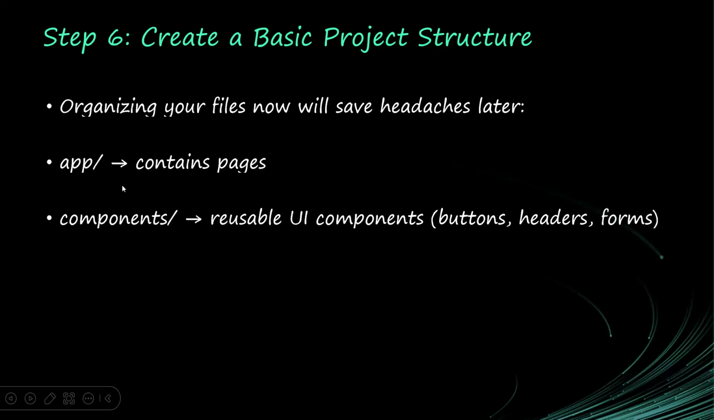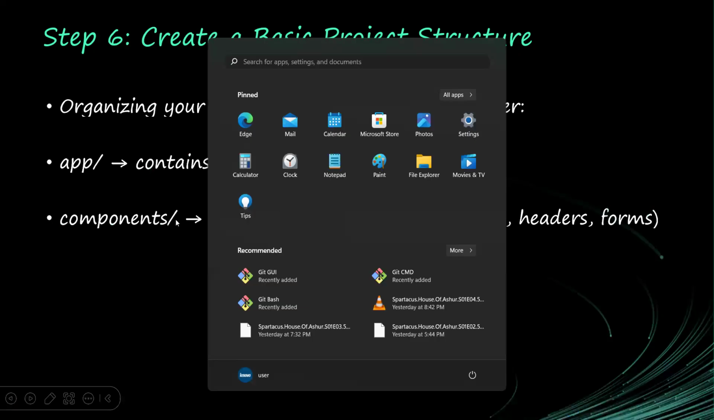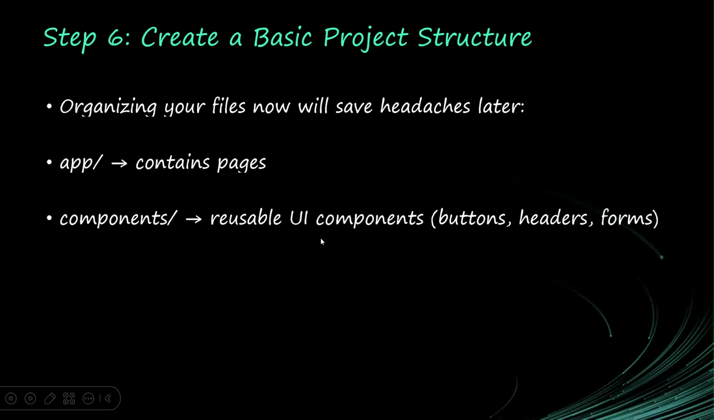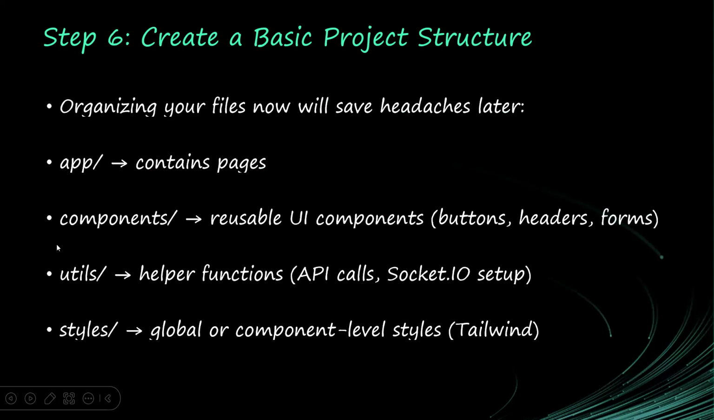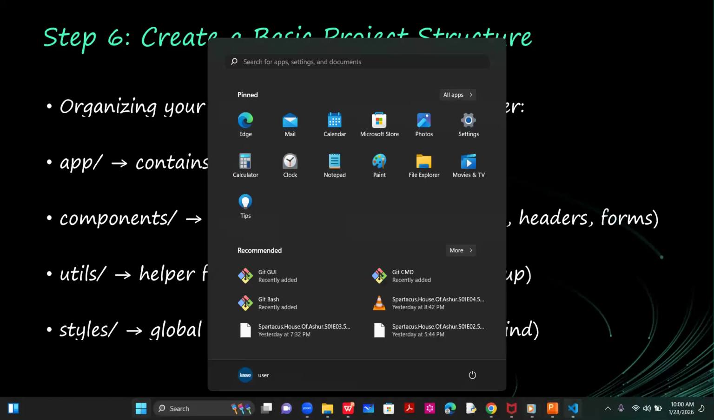So app component. This is the basic structure we are going to have. As we continue, when we want to create components, we're going to create the component folder, utils folder. As we go on, we'll be adding these folders. I don't want us to add them when we have not needed them.